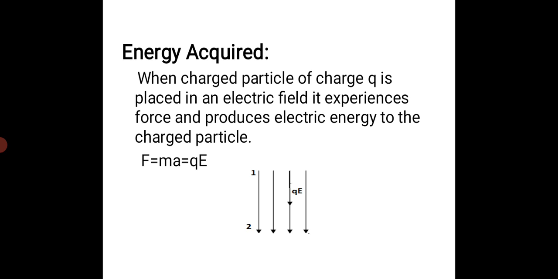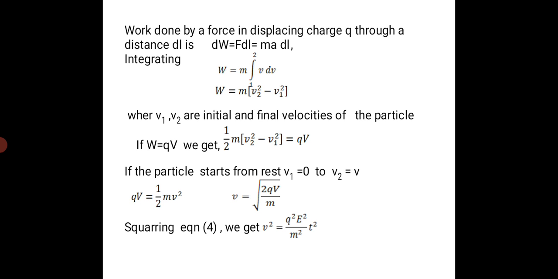Now the energy acquired is given by this. When a charged particle of charge q is placed in an electric field, it experiences force and produces electric energy to the charged particle. So, F is equal to ma equal to QE. The work done by a force in displacing charge q through a distance dl is dw equal to F into dl, that is force into dl, the displacement. F is ma and dl as it is. So, dw equal to ma into dl.